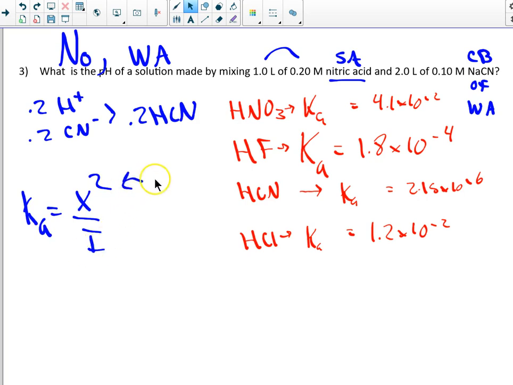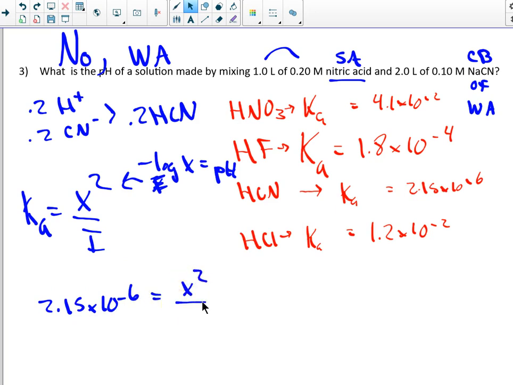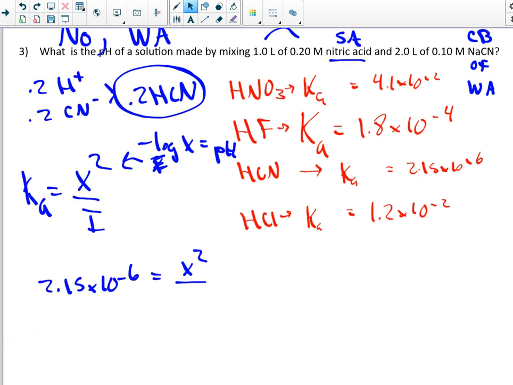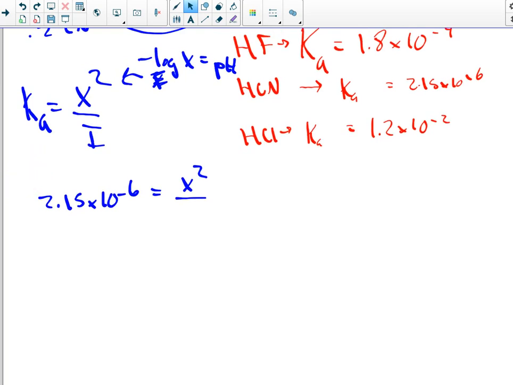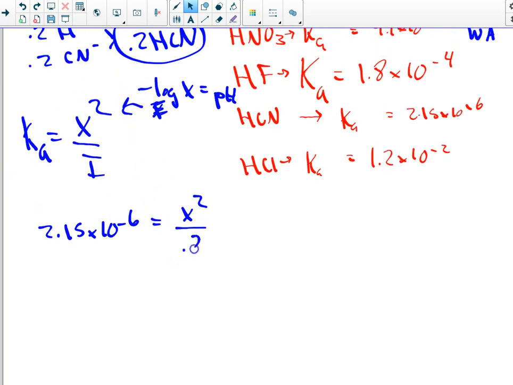And remember, x, I take the negative log of x, and that tells me my pH. When we have a weak acid, we have to use this. So the Ka, I made it up. We have 2.15 times 10 to the negative 6 equals x squared. And my initial is just this amount of stuff I made. I'll scroll up. Sorry, Emily. Is that better? Okay, now the initial is the amount I made, which was 0.2.